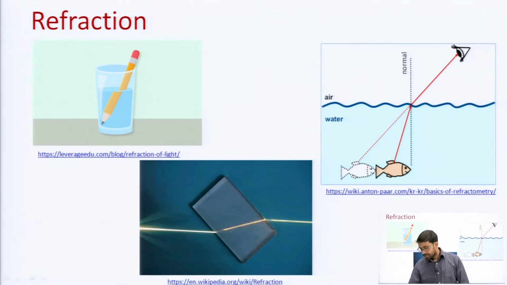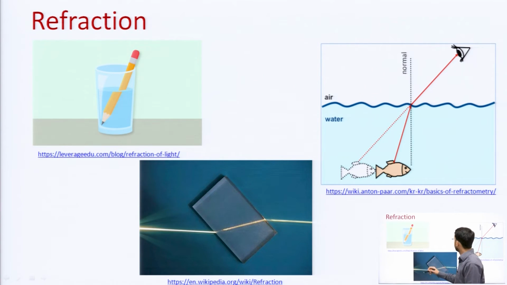Next, refraction. So, bending of light rays at the separating surface of two mediums. This is one example. If we put a pencil in a half filled glass of water, then how do we see the pencil? Look at this. It looks as if it is broken at the surface, but it is not broken. The light rays are bending at the surface.